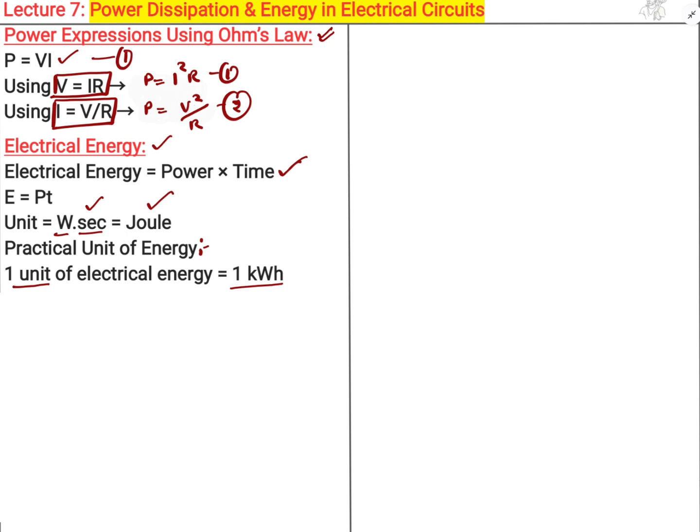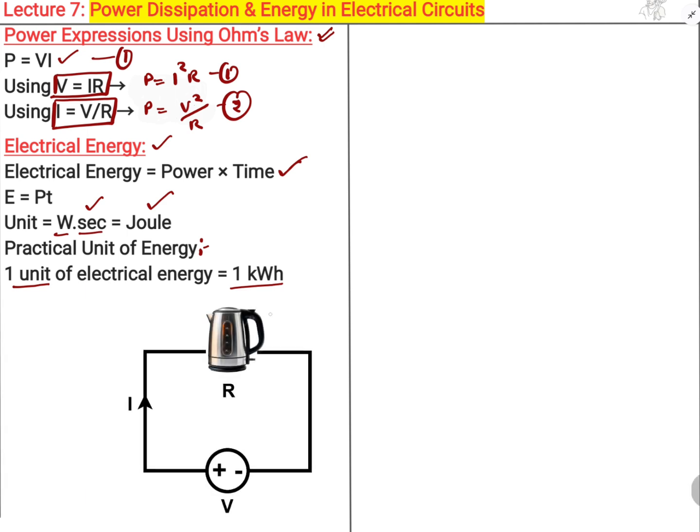So what is 1 kilowatt hour? It can be understood by this example. If I have a 1 kilowatt rating electrical kettle, and if I run it for 1 hour, then the energy consumed by this electrical kettle will be equal to 1 unit or 1 kilowatt hour. So let's understand all these things with the help of a numerical.